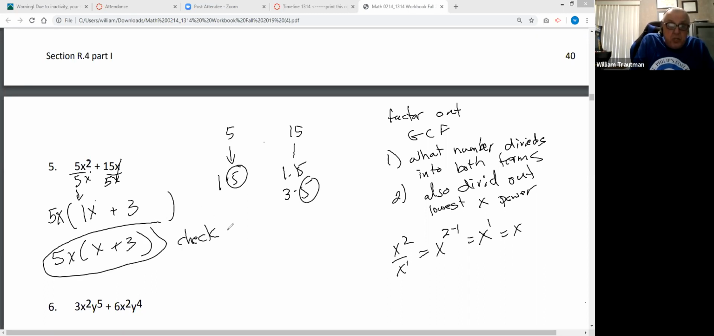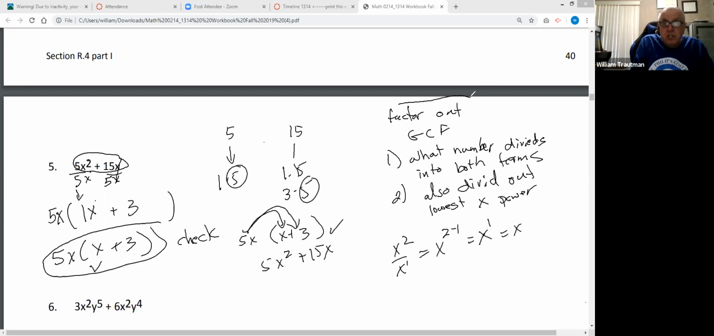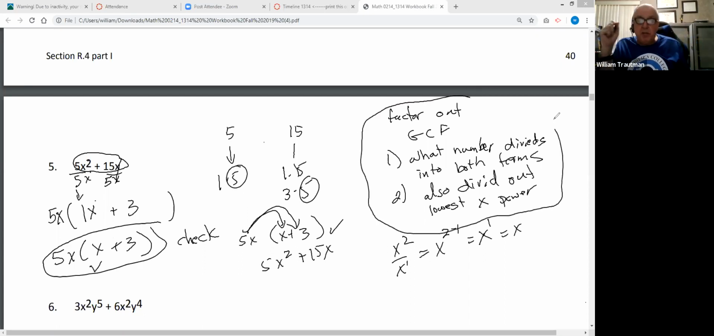This is the answer, but you can check it by distributing it. 5x times x plus 3. 5x times x is 5x squared. 5x times 3 is a positive 15x, and we're right back where we began. This is checking your work. This is factoring out the greatest common factor. First you look at the number, and then you look at the lowest power x to divide out.